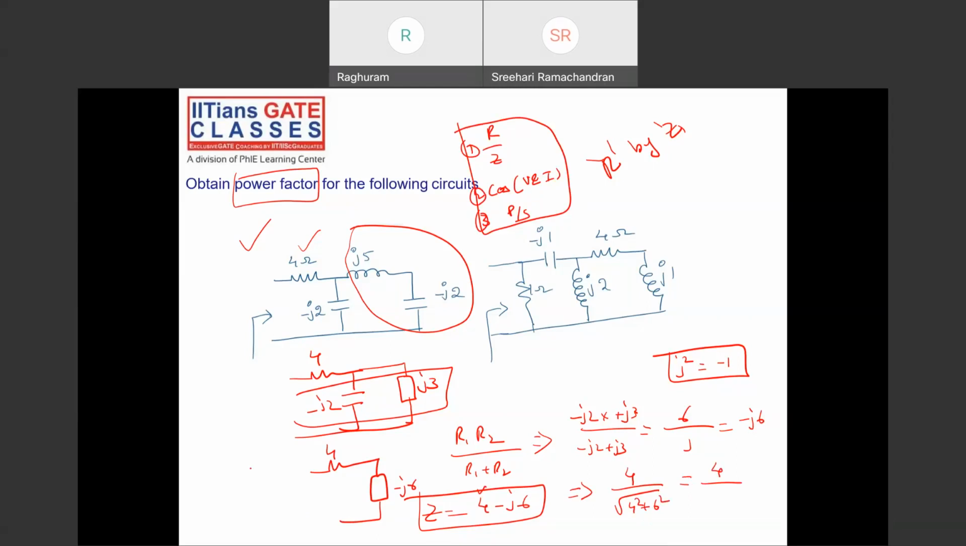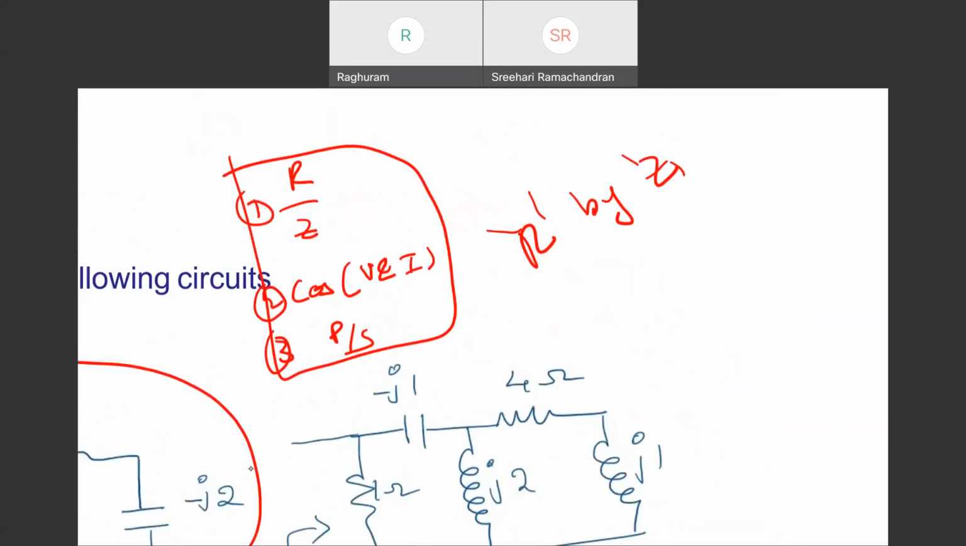What is the 6 square? You tell me the value. 4 square plus 6 square under root. Root 52. Right? Okay.